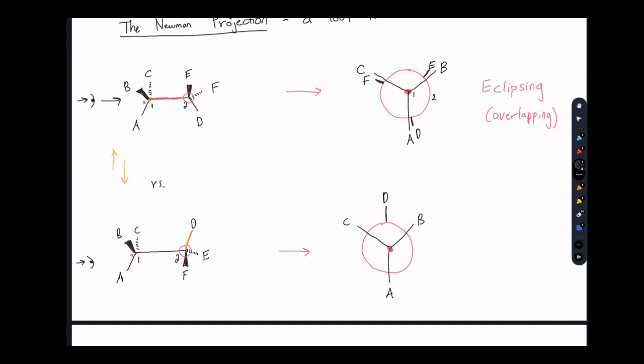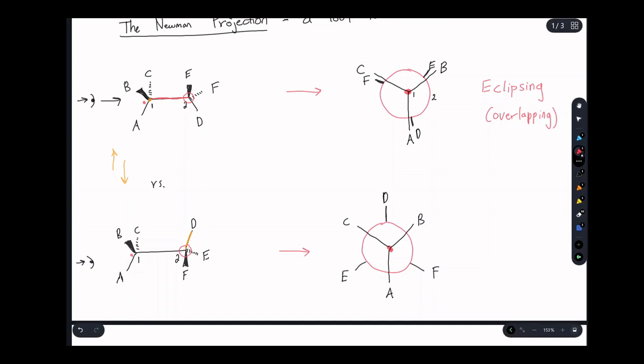From this perspective, a wedge is going to be going downward to the right, and so we would draw F in like so, and E going downward to the left. If you're confused about how to convert the wedges and dashes to left and right, we'll have a few practice problems at the end of this lecture to help solidify that concept.